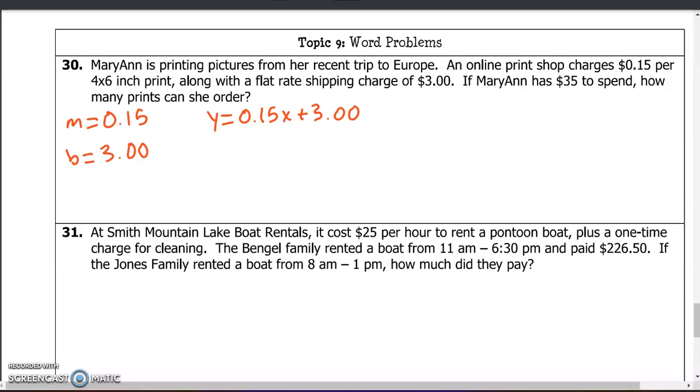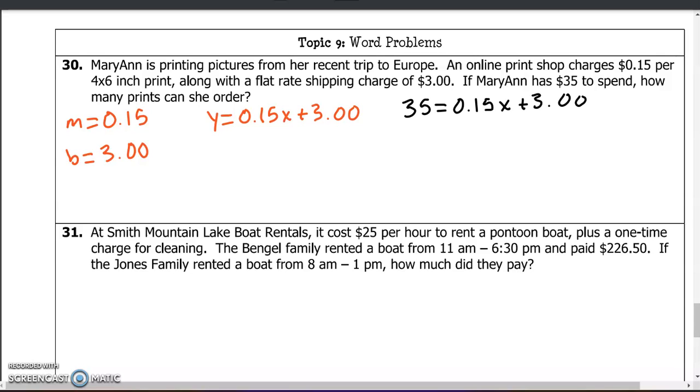Now the question says if Marianne has $35 to spend, how many prints can she order? Now, this is where you have to be mindful of what you're swapping out. You're not plugging in 35 for x. Remember, x represents how many prints you're doing. y is the total cost, and now they're telling you your total cost is limited to 35. So now we're going to plug in 35 for y. So now it's going to say 35 equals 0.15x plus $3. And so now we just need to solve for x.